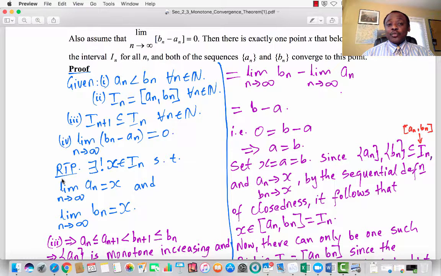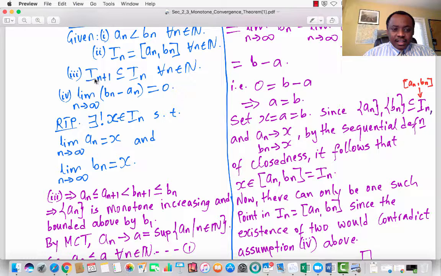Conclusion, required to prove: there exists a unique number x in the interval In such that my sequence an converges to x and my sequence bn converges to x. So let's put all these 4 givens together to come up with what we are required to prove. Now from 3, In+1 is a subset of In, we have that an is less than or equal to an+1, which is strictly less than bn+1, which is less than or equal to bn. That is what 3 means.